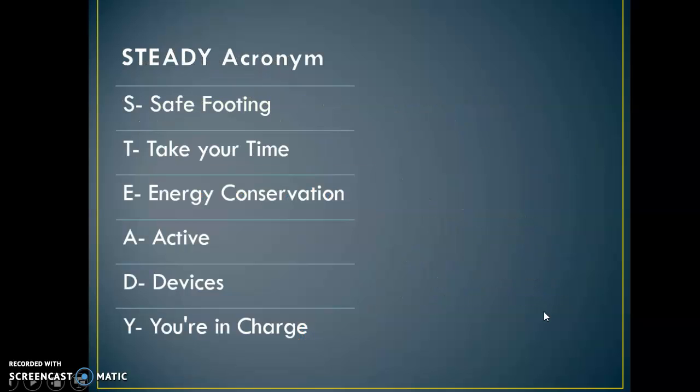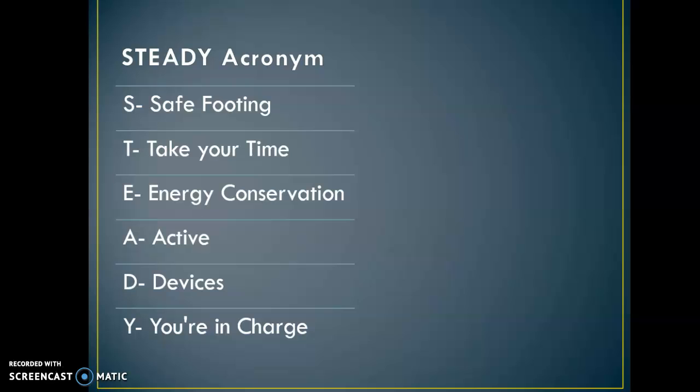So I found this acronym in the chapter, which is STEADY, and it didn't have much information on it, but I thought it was good to know. STEADY stands for safe footing, take your time, energy conservation, active, devices, and you're in charge. I thought this was really good because older adults need to watch where they are walking. They need to take their time. They can't rush or they will trip over their feet or anything on the ground.